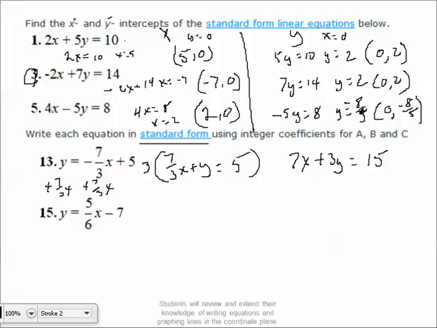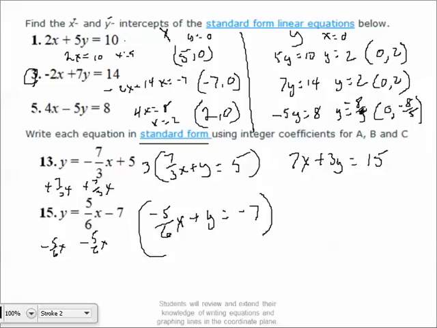Okay? Do the same thing on the second one. We got a positive 5 over 6, so I'm going to subtract 5/6x from both sides. And what am I going to wind up with? I'm going to wind up with a negative 5/6x plus y equals negative 7.